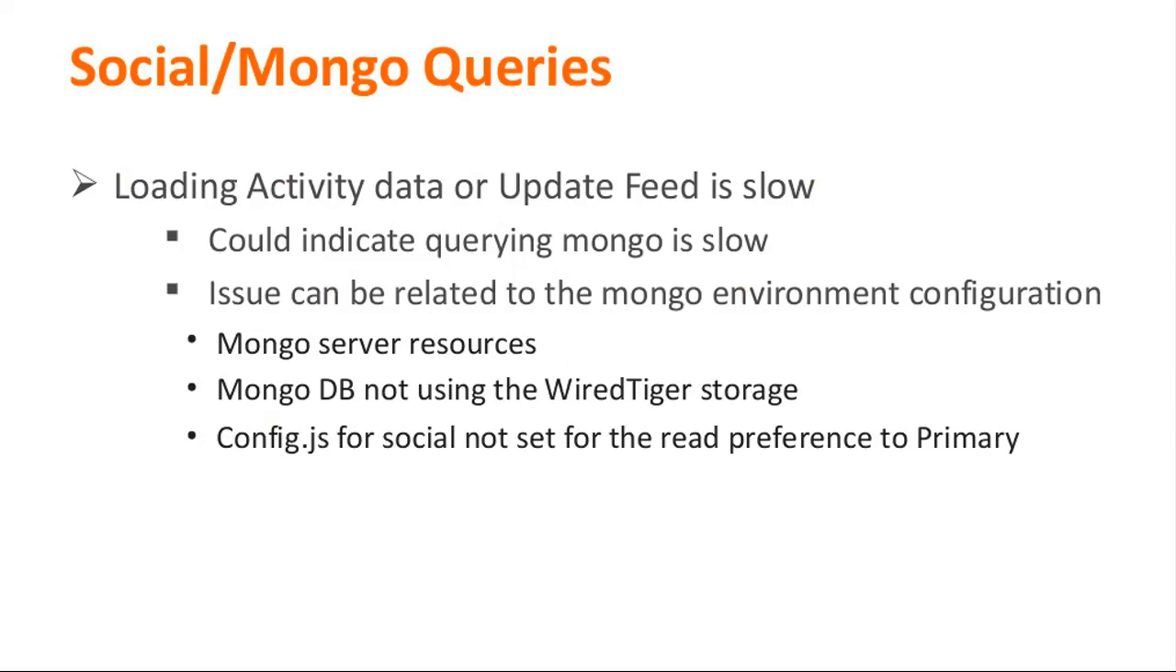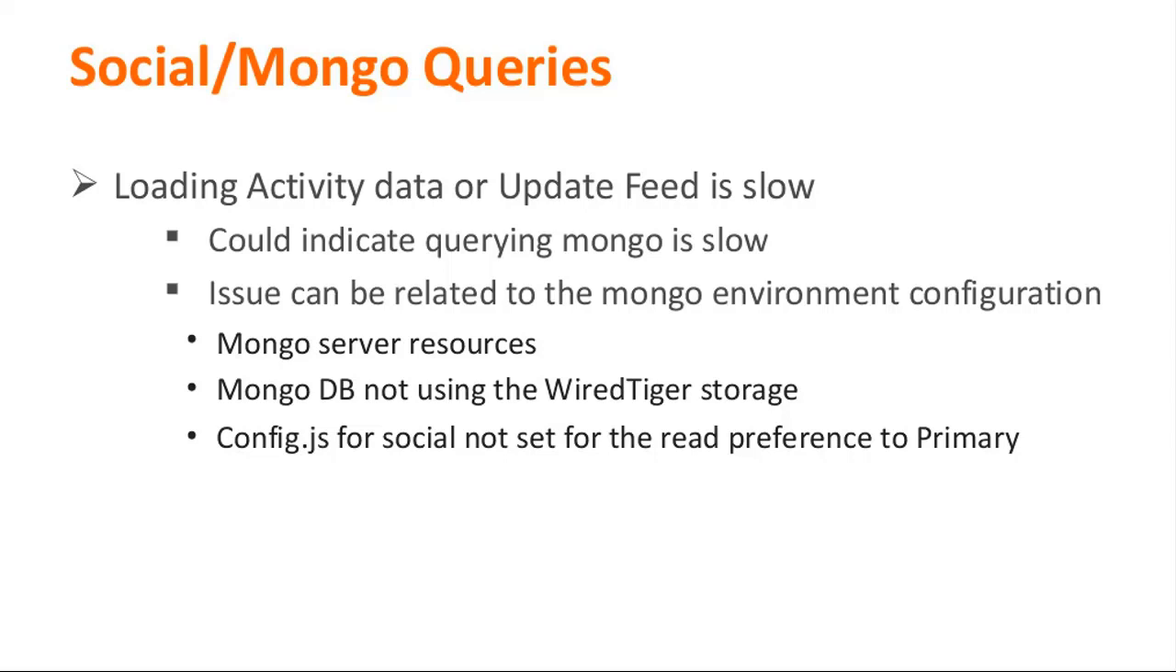So the social Mongo queries are the other thing that you should be paying attention to. You could have all the ITSM side of the data tuned well, and all the queries that go to ITSM, the data is being returned fast enough. But there's activity data on the tickets or the update feeds on the dashboard that is not loading fast. That is the data that is coming from the Mongo database. That is what we refer to as the social data.